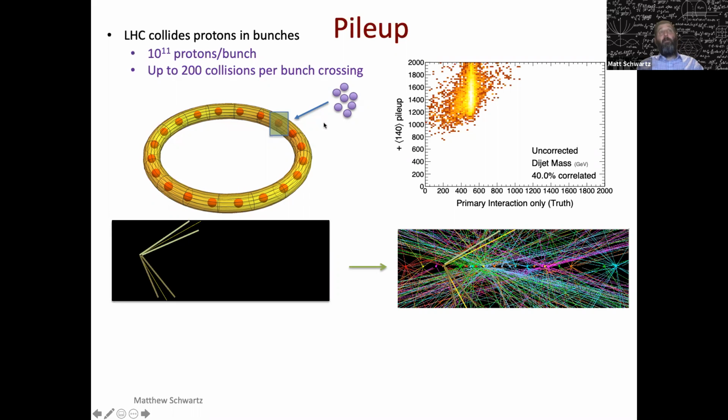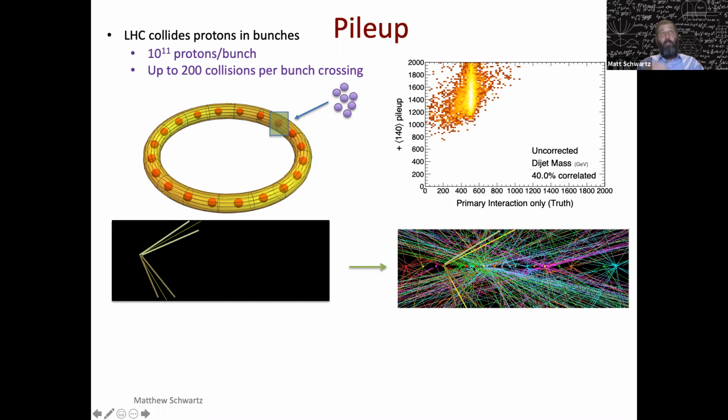But the problem is you have 10 to the 11 protons in a bunch. So when you get this, you also get a lot of other protons banging together too. So this might be the thing we're interested in, but you get all these other secondary collisions, and they're not exactly at the same point in the beam, but they're nearby, and you might have 10 of them, might have 40.